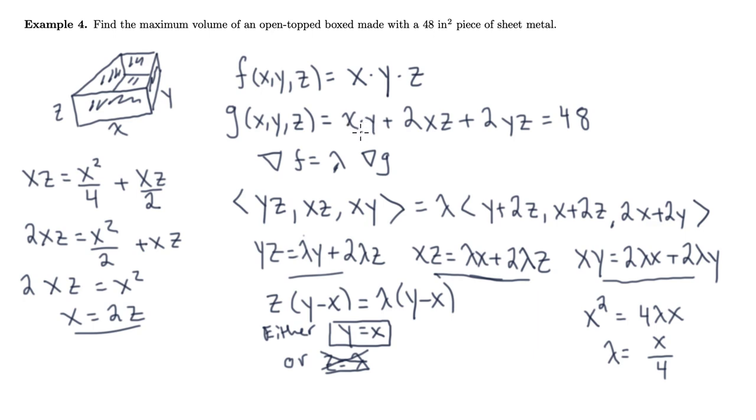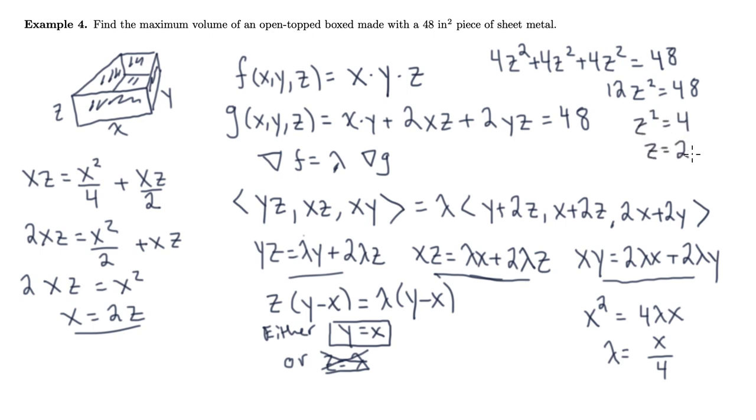Okay, so let's just plug in what that means. So x equals y equals 2z, so that's going to be 2z times 2z, which is 4z squared, plus 2 times 2z times z, so plus 4z squared, and then again 2 times 2z times z, 4z squared, equals 48, or in other words 12z squared is 48, or z squared is equal to 4. And of course, when we take the square root here, we want to take the positive square root. So we get z is equal to 2.